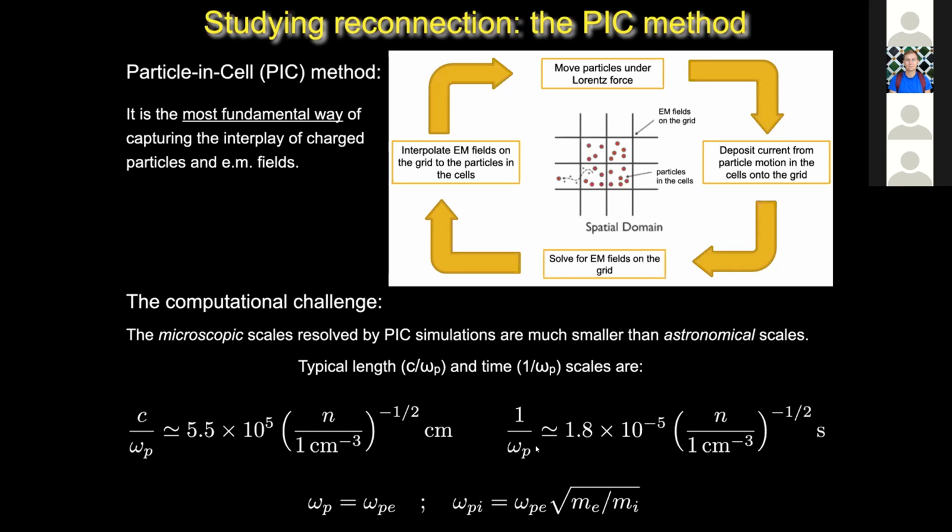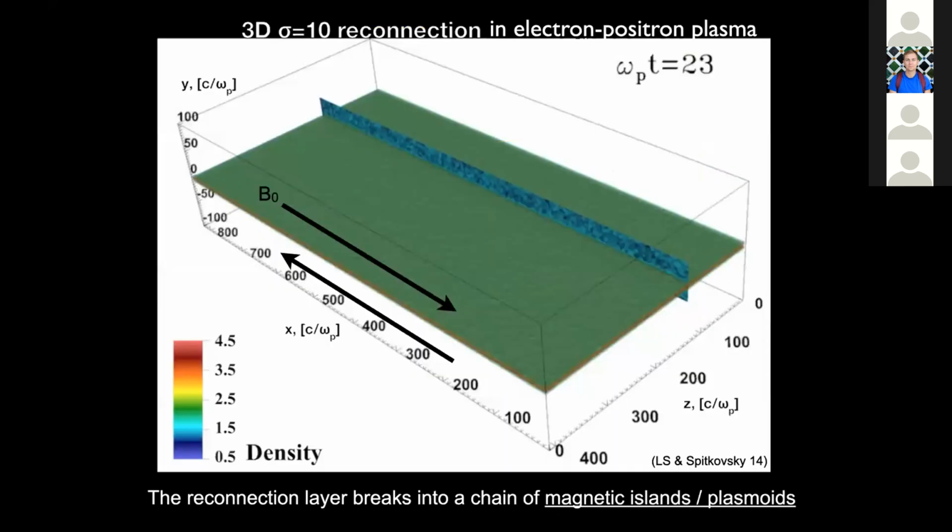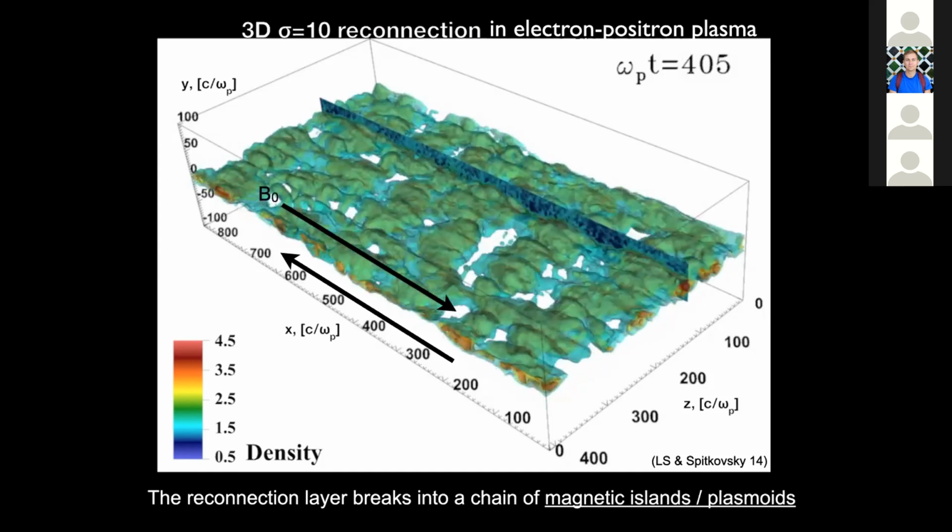How does reconnection look like in a particle in cell simulation? This is a three-dimensional particle in cell simulation with a magnetization of 10, so 10 times more energy initially in the magnetic field than in the particle rest mass, which means that if you are able to dissipate the magnetic field energy, the particles will immediately become ultra-relativistic because the magnetic energy is much larger than the rest mass energy of the plasma. We start with an anti-parallel magnetic field, as shown here by the arrows, and the system evolves in a very dynamic way.